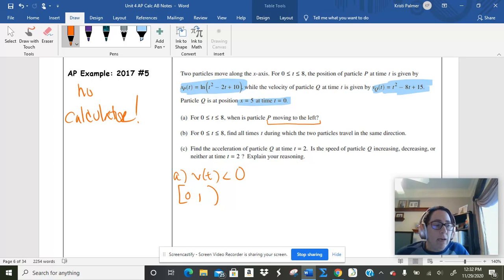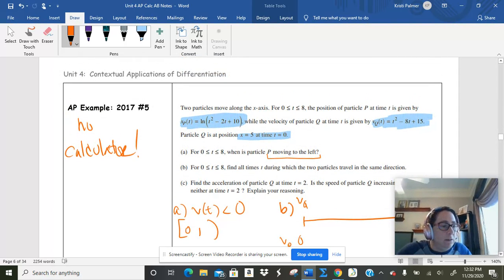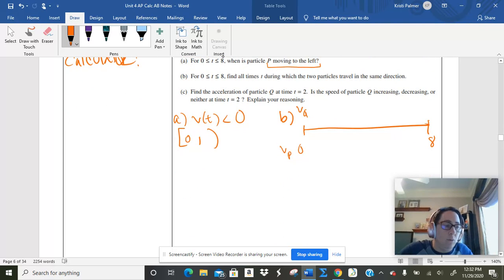B wants you to find where the particles move in the same direction. So I'm going to set up on B a number line from 0 to 8 and look at the velocity of Q and the velocity of P. When are they positive? When are they negative? Here, we found the velocity of P to be negative between 0 and 1, and everywhere else it is positive.